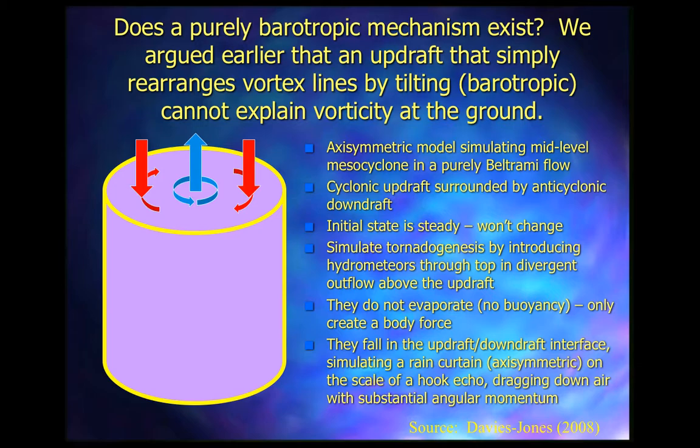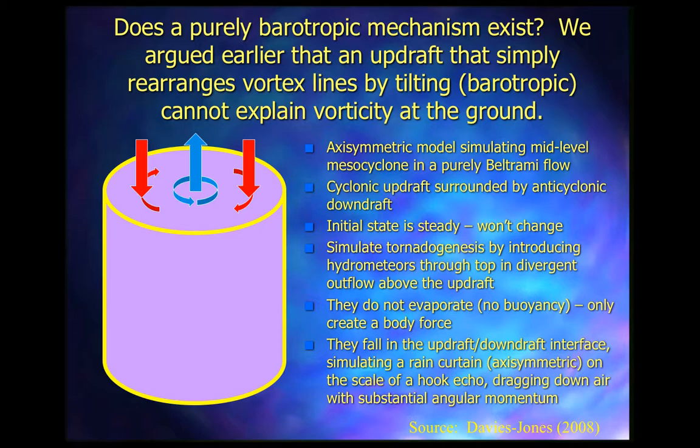Here's a simple experiment that was done by Bob Davies-Jones using a numerical model to answer the question: does a purely barotropic mechanism exist? Barotropic mechanism exists to do what? To bring vorticity down to the ground and create spin-up of vorticity that would be characteristic of a tornado. So we argued earlier that an updraft that simply rearranges vortex lines by tilting cannot explain vorticity at the ground. That is, environmental vorticity, which is only due to the shear of the environmental winds increasing in speed with height, gets tilted by an updraft. There's no gust front, there's no baroclinic effects. We showed that vorticity is not at the ground, it's tilted upward.